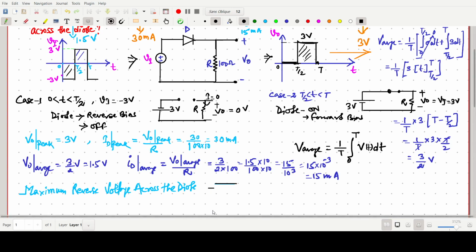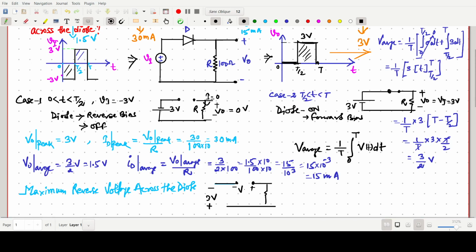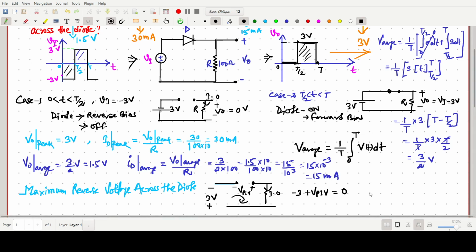it is 3 volt here. During that time, this diode will be open and there is no current. So this value will be the reverse V, or sometimes it is V PIV, peak inverse voltage, and the current will be 0 in this circuit. If you apply Kirchhoff's voltage law from any side, minus 3 plus V PIV, or the maximum reverse voltage, is this one. So V PIV, or maximum reverse voltage, will be 3 volt. This one is the answer.